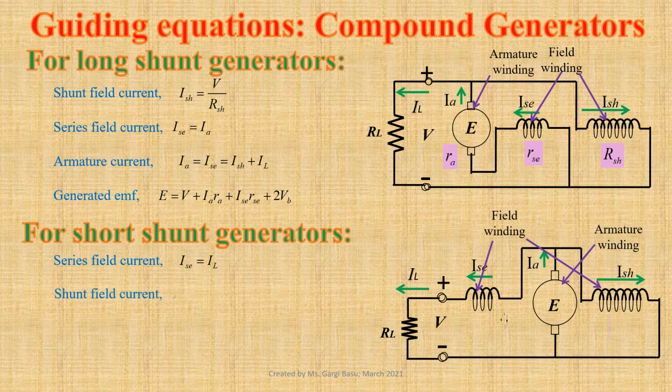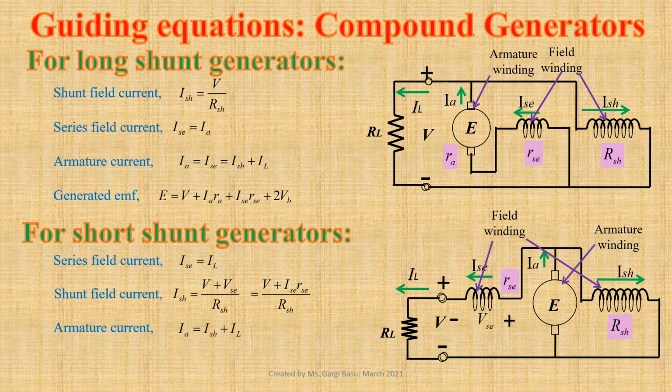Shunt field current ISH equals (V plus VAC) divided by RSH, where V is the terminal voltage, VAC is the voltage drop across series field winding due to series field current IAC, and RSH is the resistance of shunt field winding. Therefore, ISH equals (V plus IAC RAC) divided by RSH, where RAC is the resistance of series field winding. Armature current IA equals ISH plus IL.